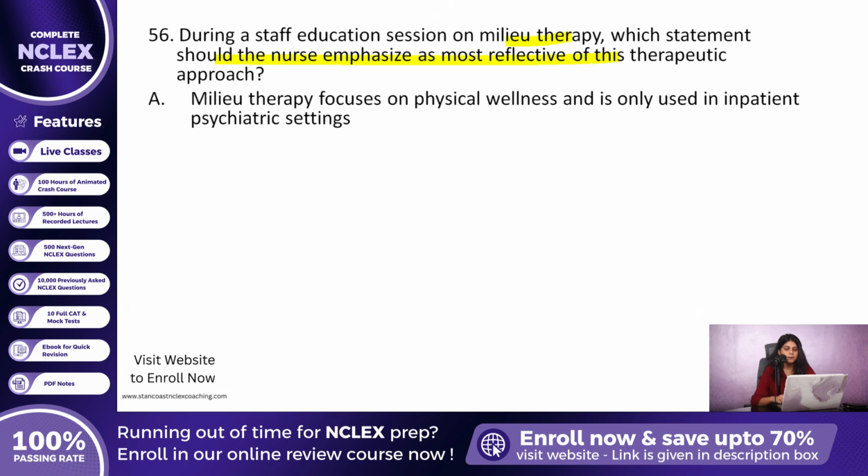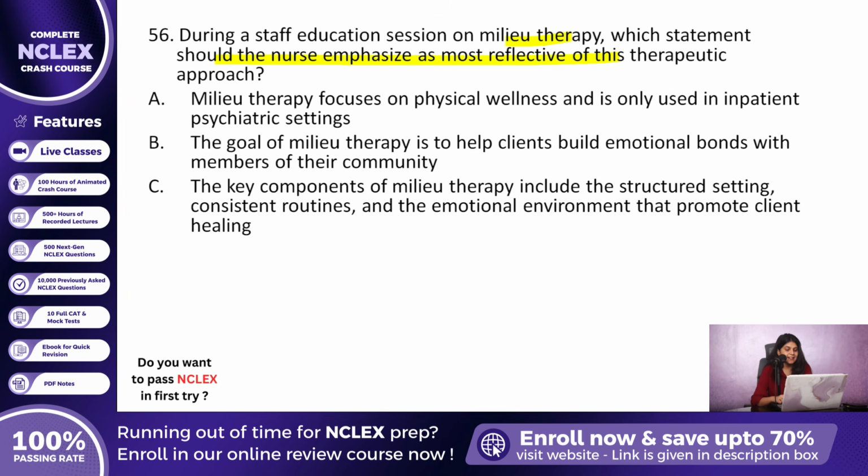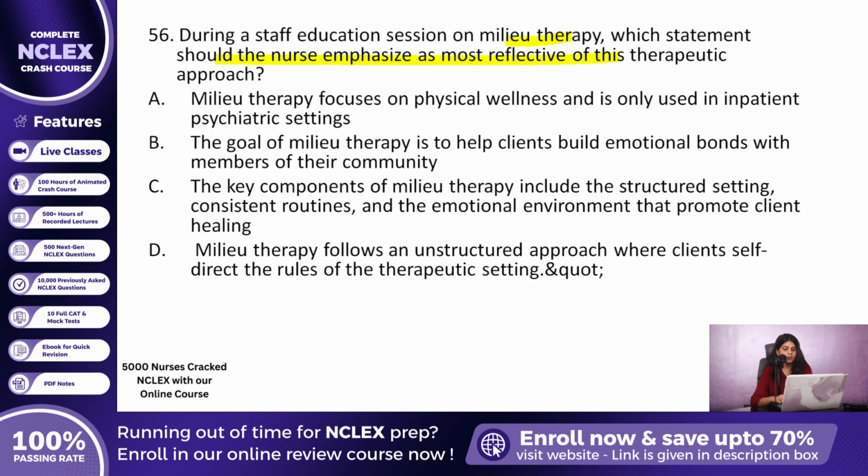B. The goal of milieu therapy is to help clients build emotional bonds with members of their community. C. The key components of milieu therapy include the structured setting, consistent routines, and the emotional environment that promote client healing. Or D. Milieu therapy follows an unstructured approach where clients self-direct the rules of the therapeutic setting.